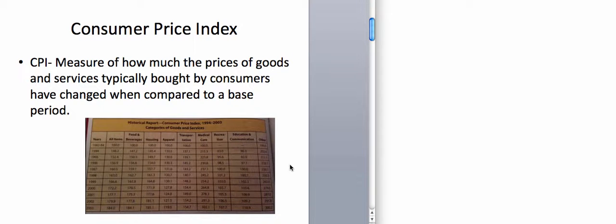What we're going to be talking about today to start off with is the idea of the Consumer Price Index. This is how much the prices of goods and services typically bought by consumers, also known as you, have changed compared to a base period. You have a table on page 370 that you'll be using for a majority of your assignment. The base period is 1982 to 1984. That's where we have the 100% is the base period. Everything else from there is compared to that 100%.